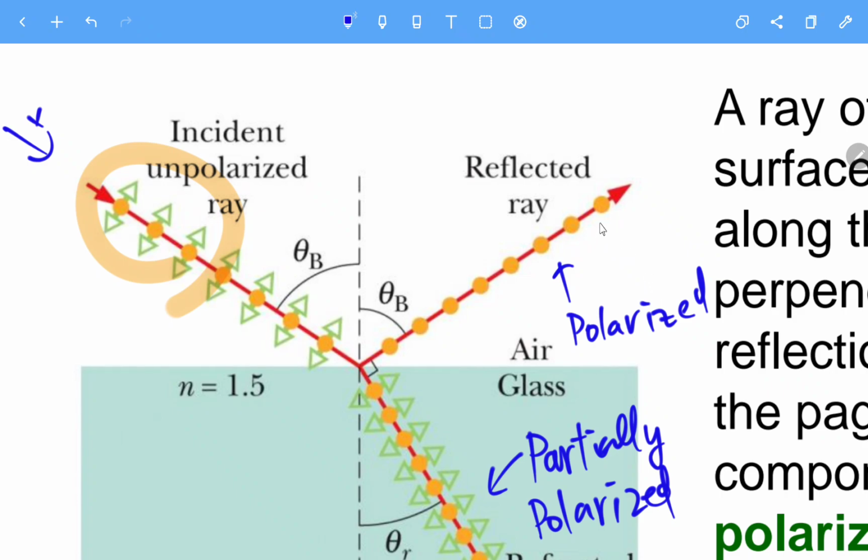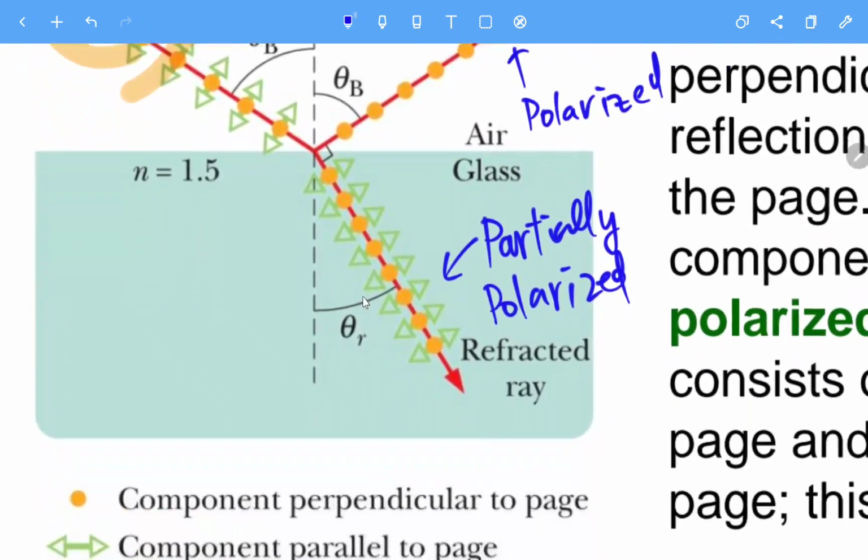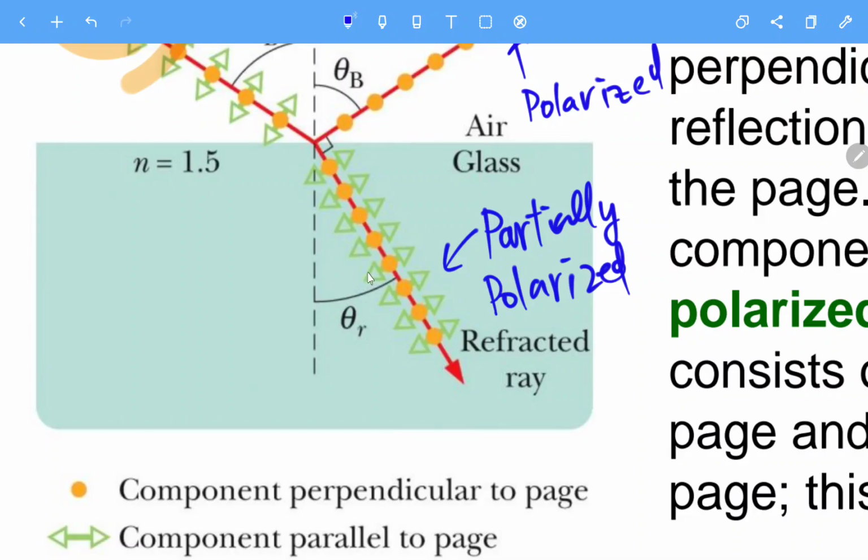Okay, you can see only the orange dot here. There is no green arrow along this reflected way. So we can actually generate the polarized light using the Brewster angle. And of course, part of the energy goes to here. So only part of the energy of the yellow dot goes to here. Which means that the energy for the green arrow is stronger than the yellow dot. Okay, along this refracted way, this is partially polarized.